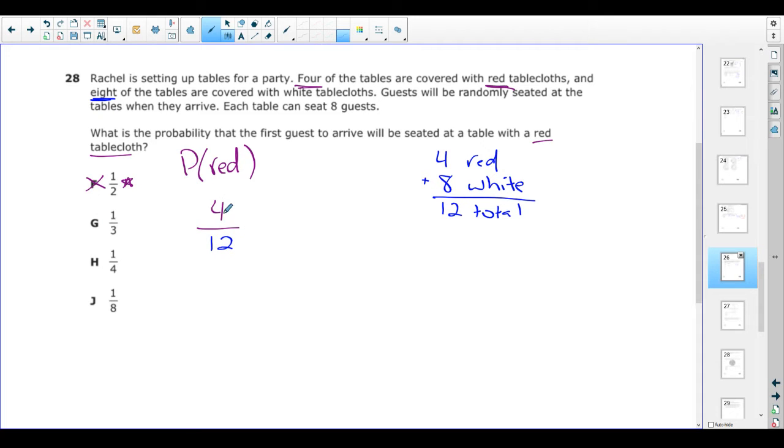The chance of getting a red is 4 out of 12, not 4 over 8, right? Because it's what's favorable, what we want, over everything possible. So you have to account for everything that could happen. Which in this case, there are 12 totals. 12 tables total they could sit at. 12 has got to be on the bottom. And then we simplify that and we get 1/3. That is the answer.